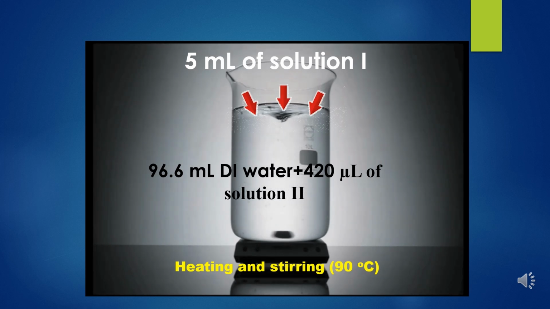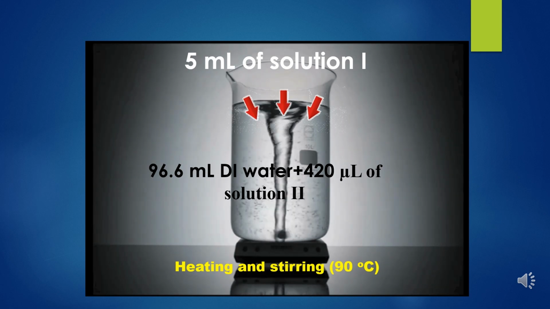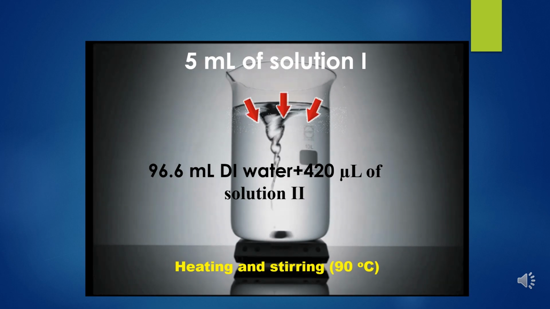The color of suspension changed from light yellow to gray and then to red, indicating the formation of gold nanoparticles. The gold nanoparticle suspension was then slowly cooled at room temperature and maintained at 4 degrees.